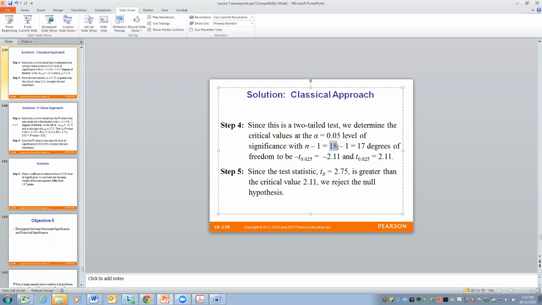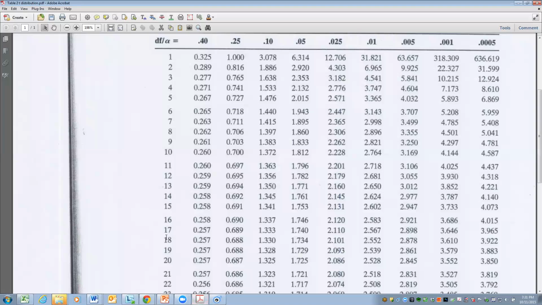Remember, we had 18 observations, so that gives us 17 degrees of freedom. We had a two-tailed test with a significance level of 5%. Since it's two-tailed, that means this 5% is split up, and we would have 2.5% in each tail. So we're going to go to our table, and we're going to look up in the 0.025 column on the 17 row. So we're going to go to the 0.025 column.